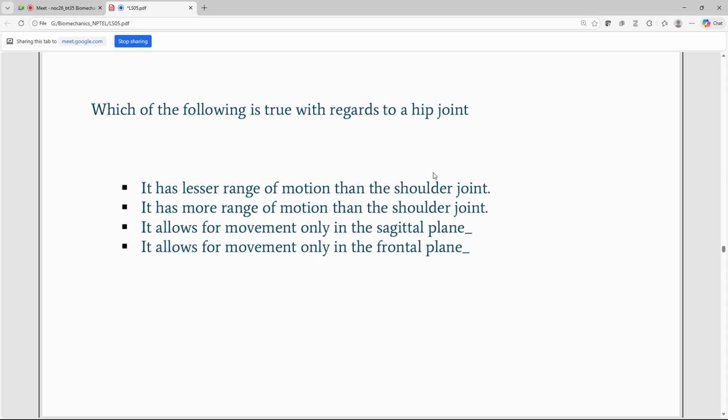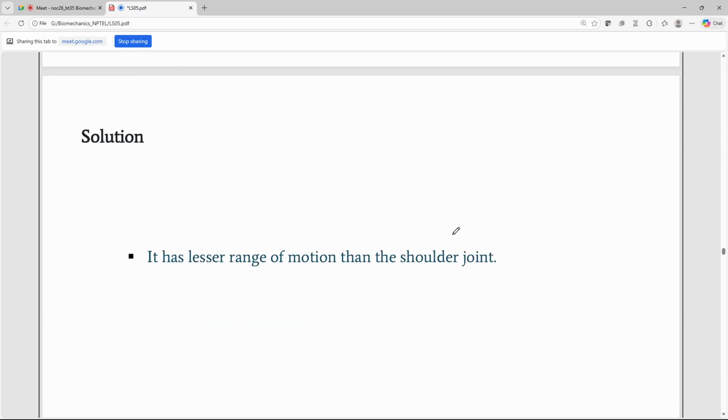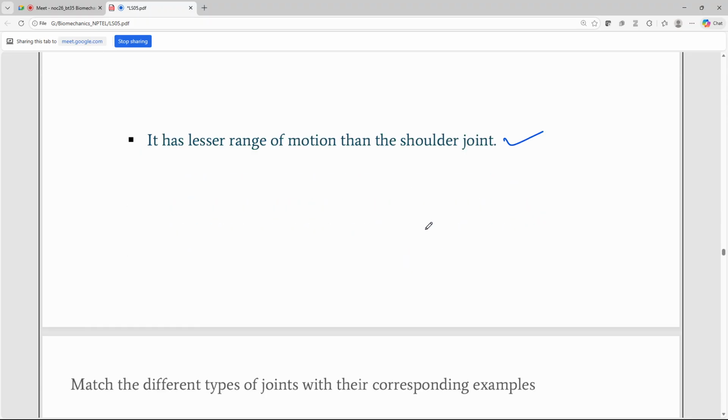So with regard to hip joint, it has lesser range of motion than shoulder joint. We have already discussed that shoulder joint has the maximum range of motion, also written in biomechanics as ROM. So ROM for hip joint is always less than shoulder joint. All other three statements are wrong with regard to hip joint. The answer is the first one. Hip joint has lesser ROM compared to a shoulder joint.